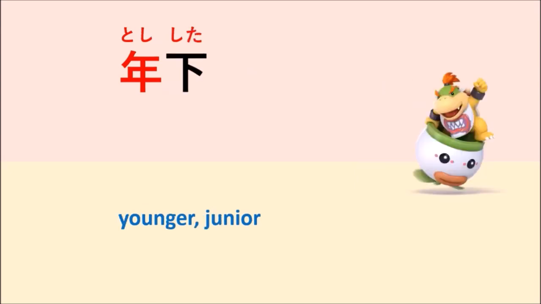Toshishita means younger or junior. Toshi means year, and shita means down, right? So toshishita means down. If you are talking, it means compared to you or compared to somebody, toshishita means the year down. That means the people younger than you. So we say toshishita no hito, which means the person who is younger than you.